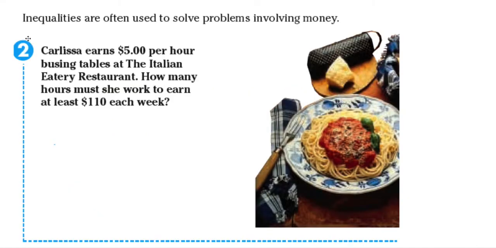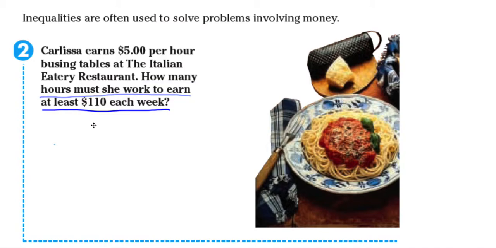Okay. Example number 2. Inequalities are often used to solve problems involving money. Carlissa earns $5 per hour bussing tables at the Italian eatery restaurant. How many hours must she work to earn at least $110 each week? Okay, again, a word problem. And in any word problem, we need to define our variable. In this problem, our variable will be coming from the question of the problem, which is how many hours must she work to earn at least $110 each week.